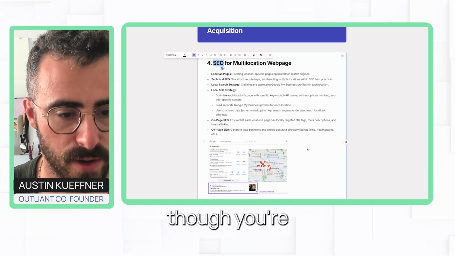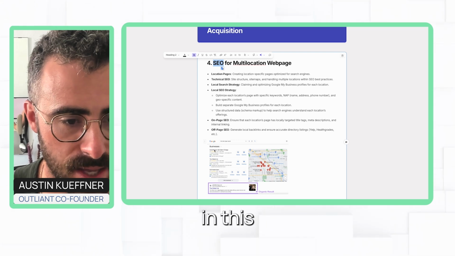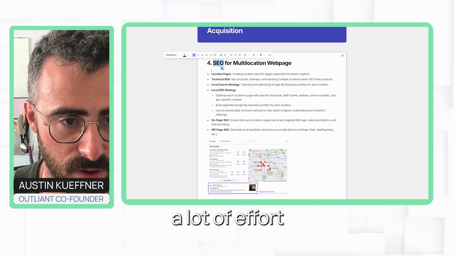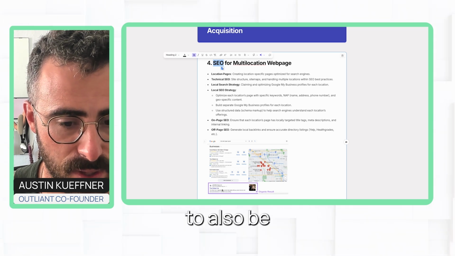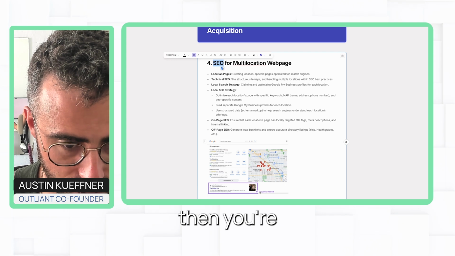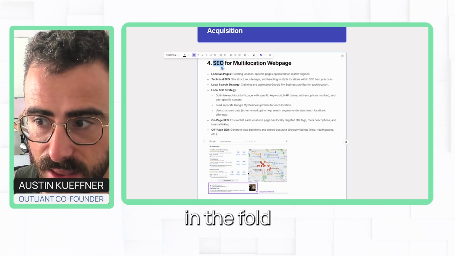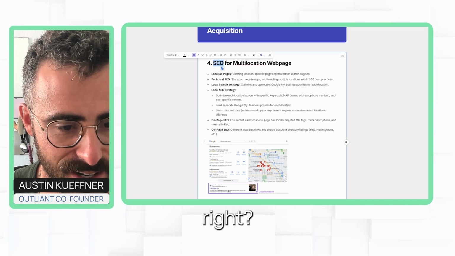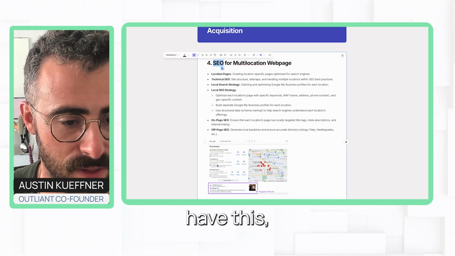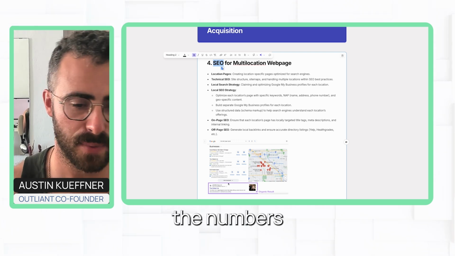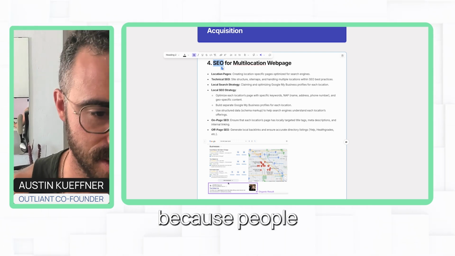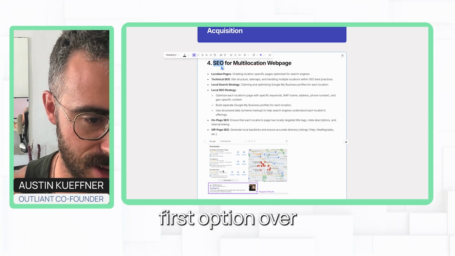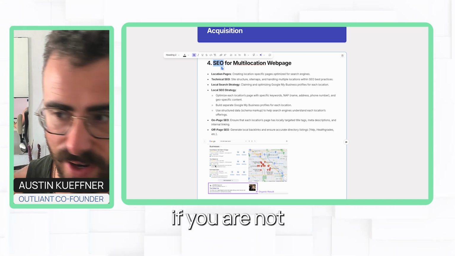Even though you're paying for ads to be in this top businesses section, you see the Gilded Lily. If you put a lot of effort into SEO to also be the number one organic result, then you're going to occupy a ton of space above the fold for users. And 2 out of 4 times, they're going to click on your business, compared to 1 in 3 if you didn't have this. The math there changes because people asymmetrically click on the first option. However, being the first option over here does not hurt if you are not the first option right here.